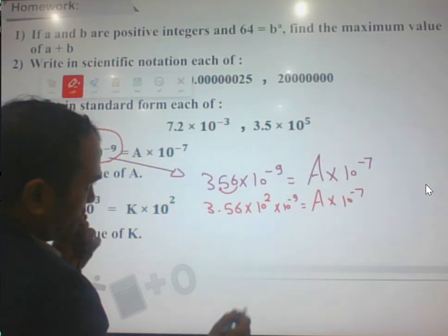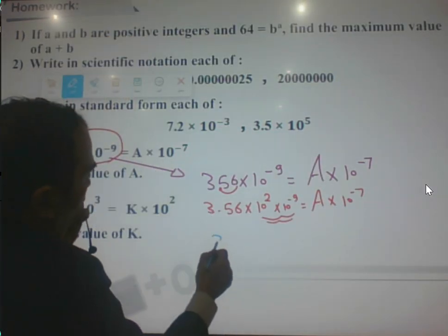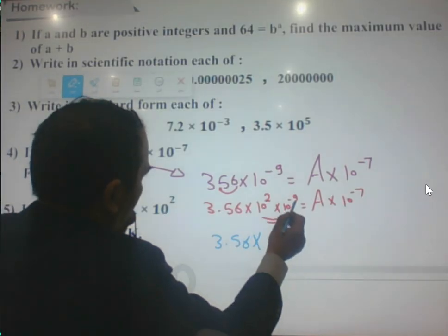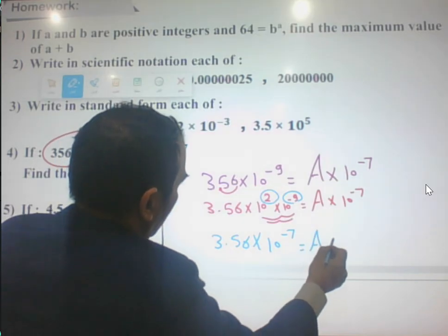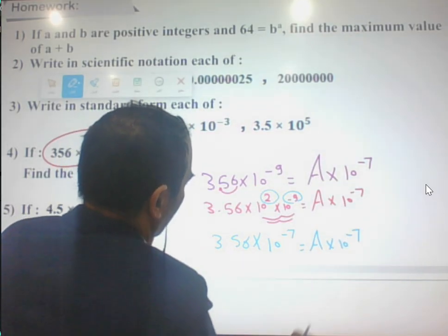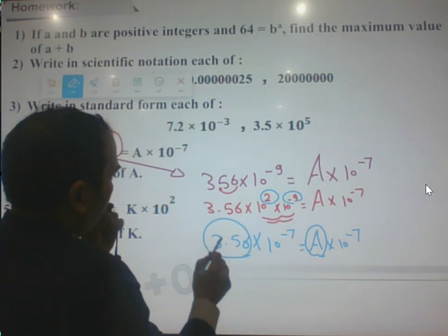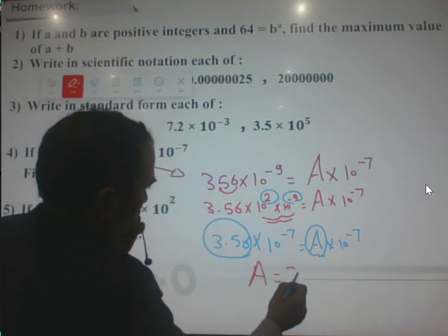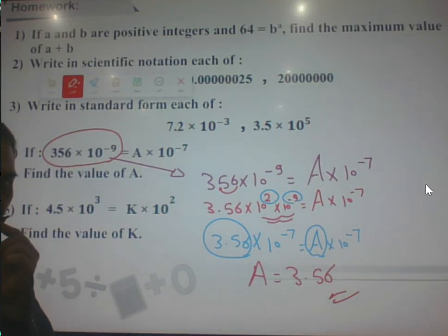Okay, you can simplify here. 3.5 and 6 product by 10 power 2 plus negative 9, we can add the 2 powers, it will be negative 7. They are equivalent to A product by 10 power negative 7. Comparing here, A will be equal to the value here. This is the value of A, it will be equal to 3.56. Okay, this is the answer to this question.